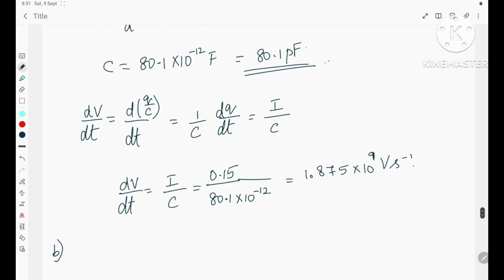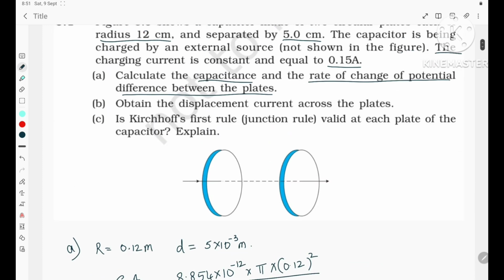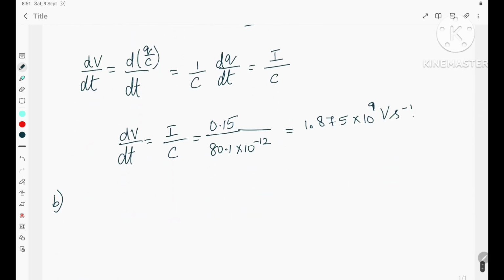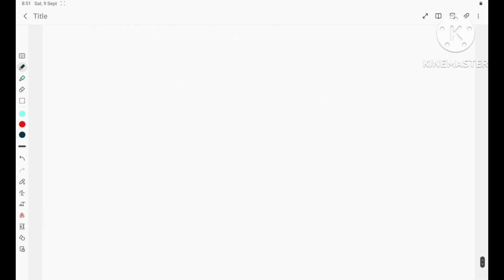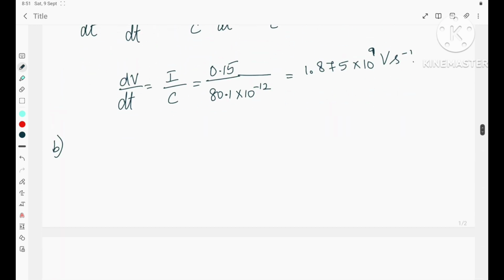Now in the second half, the second subdivision, what are they asking? Obtain the displacement current across the plates, and the third one is, is Kirchhoff's rule valid at each plate of the capacitor? Explain, right? So first let us do the B question. In the B question, what are they asking? They are asking for the displacement current.